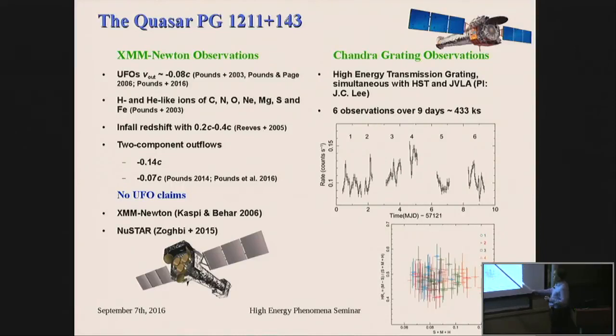And in order to make our study very consistent, we excluded this one observation because it is in a very bright state. And the warm absorber is very strong when it is in a very low state. So we combined these 5 observations, and we did a time average study.